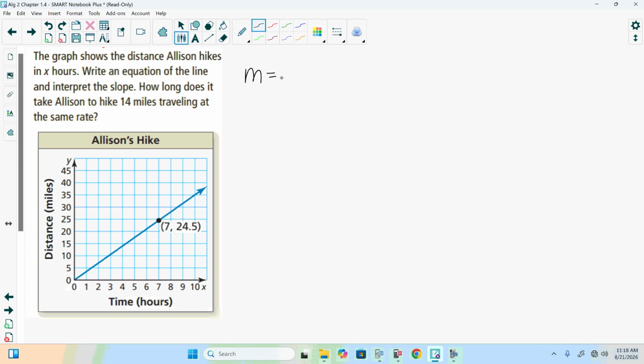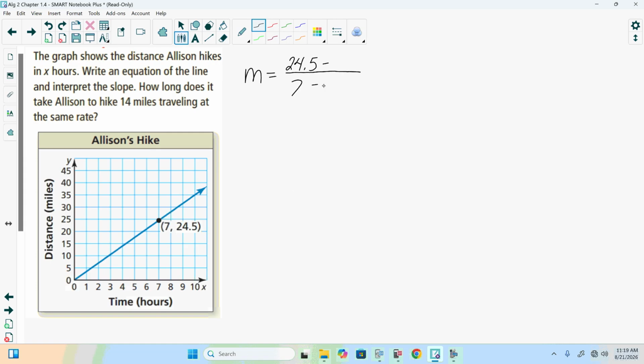Might be good to find the slope. They did give us a point. The y value is 24.5, x is 7. Or are we given another point? Yes, 0, 0. So the bigger number does not always go on top. The y value goes on top. At this point, most of the y values have been bigger, but they don't have to be.